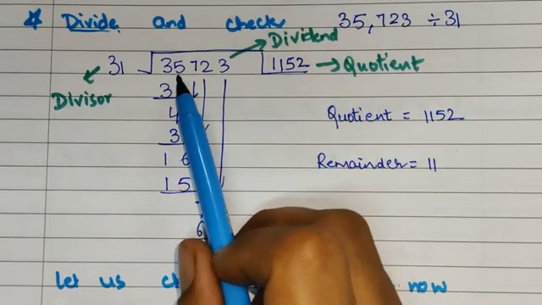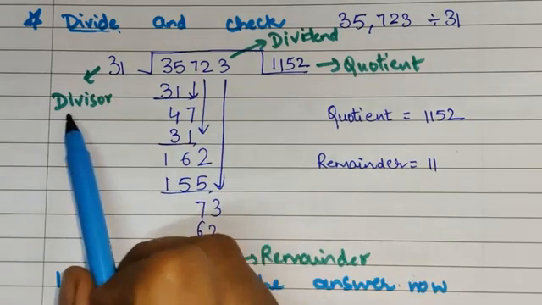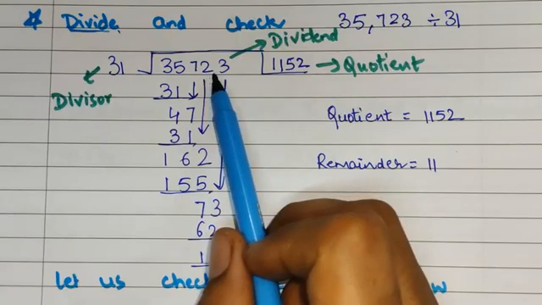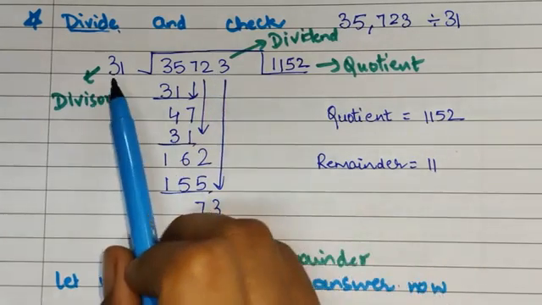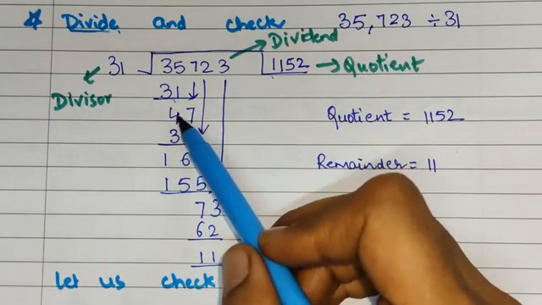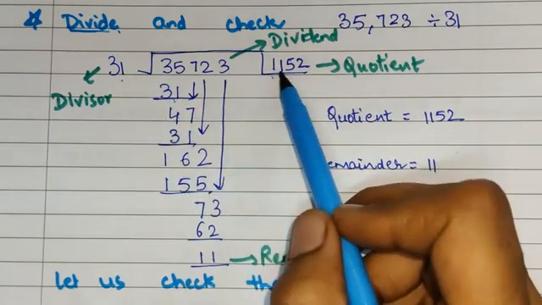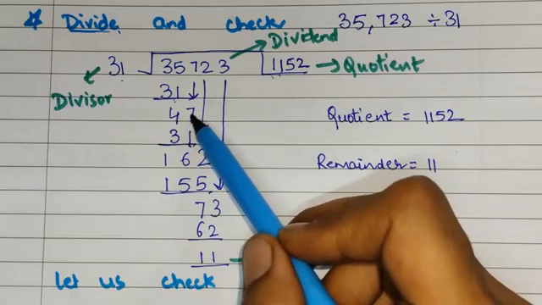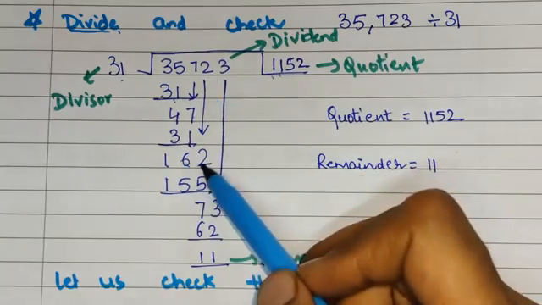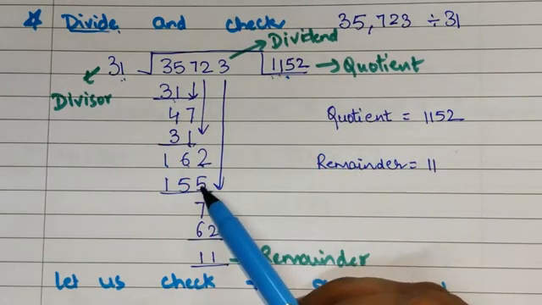We are dividing here 35,723 by 31. This is the divisor. This is the remainder which we are writing inside. Now 31 into 1, 31. 5 minus 1, 4. 7 comes down. We get 47. 31 into 1, again 31. 7 minus 1, 6. 4 minus 3, 1. Then 2 comes down. Now 31 into 5 is 155.